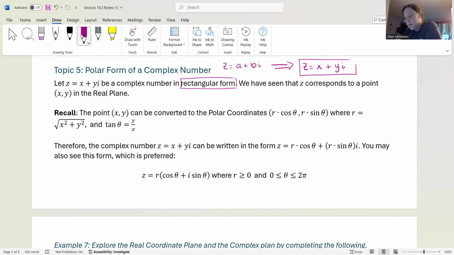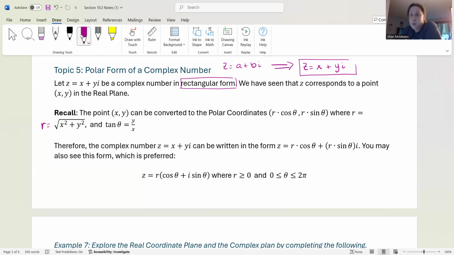Now recall, we have to go back and discuss a few things from 10.1, 10.2, specifically 10.1. The point (x, y) can be converted to the polar coordinate (r cosine theta, r sine theta), where r equals the square root of x squared plus y squared, and tangent of theta equals y over x.